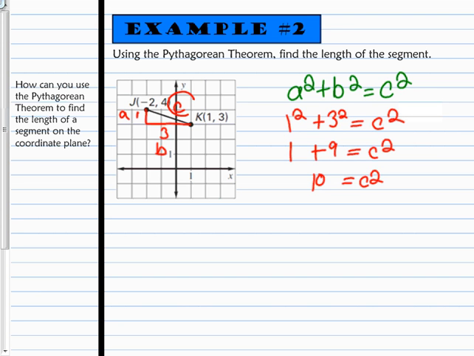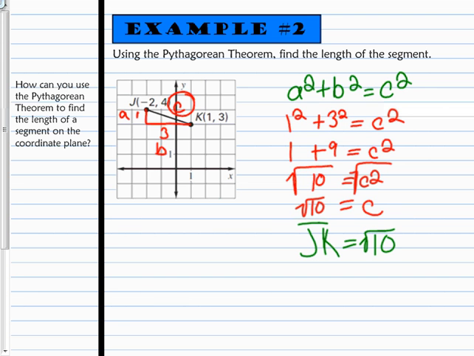I'm looking for C, and we found C squared. So how do I unsquare the C squared? Well, I'm going to apply the square root symbol. I'm going to take the square root of it. So the square root of C squared is simply C. The square root symbol cancels out the squared sign, and the square root of 10 cannot be any simpler than the square root of 10 unless we use a decimal number. So C equals square root of 10. So JK, the length of the segment, is the square root of 10.